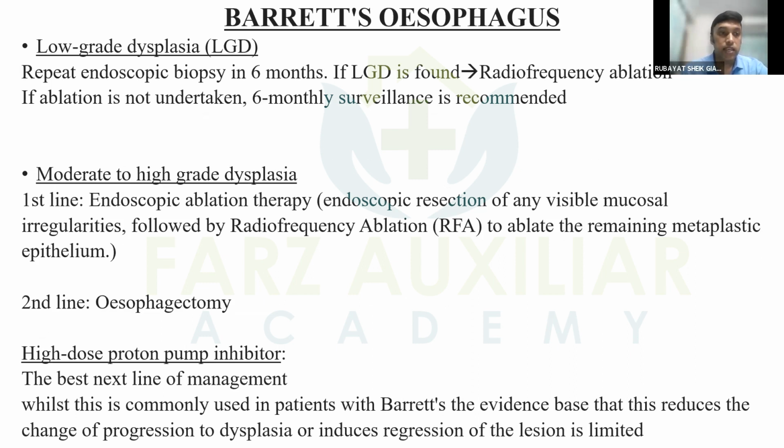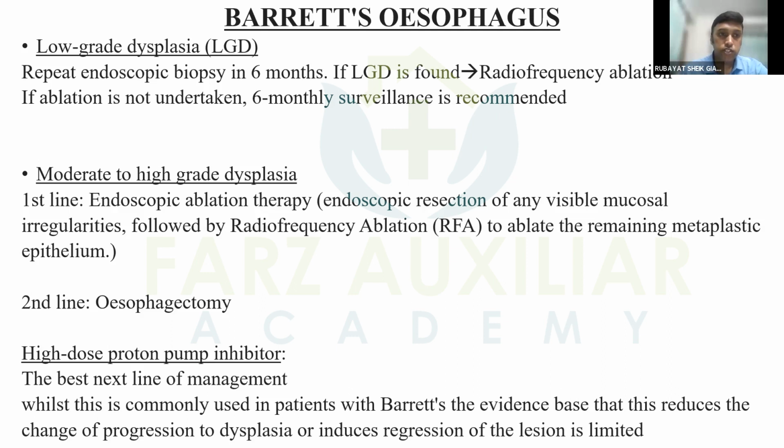If it's moderate to high-grade dysplasia, first choice is to do an ablation, either endoscopic followed by radiofrequency ablation. And preferably, surgery is also done. If first line ablation is not possible, then second line you must do a surgery if it is moderate to high grade dysplasia. So you remember the treatment of Barrett's depending on dysplasia.